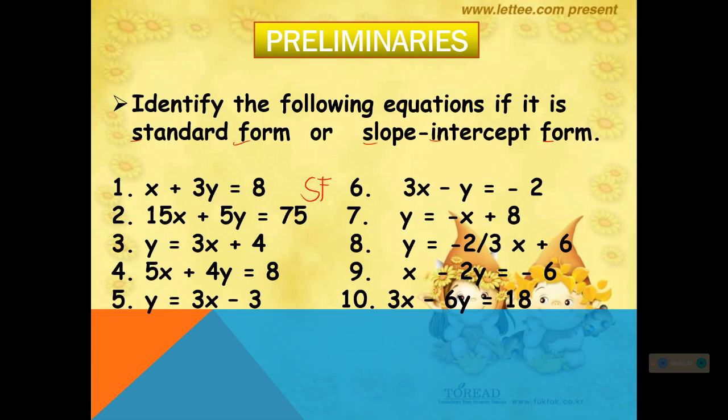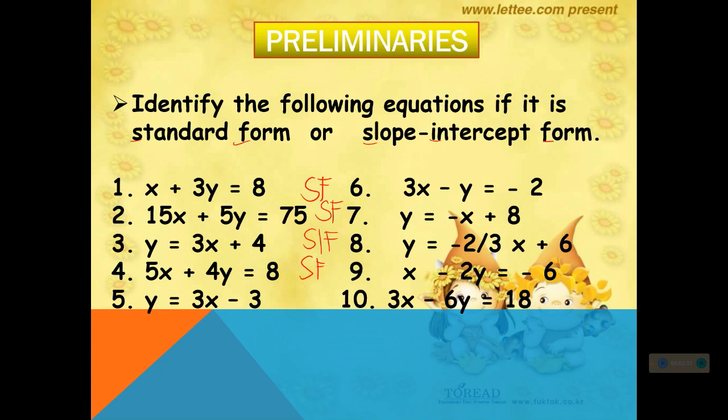Okay, number 2. We have 15x plus 5y equals 75. Okay? Yes, we have here is standard form also. Next, number 3, we have y equals 3x plus 4. Is it standard form or slope-intercept form? Correct. It is written in the slope-intercept form. Number 4, we have 5x plus 4y equals 8. Okay, so it is also written in the standard form.